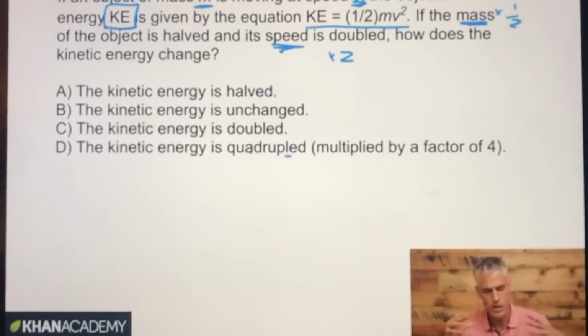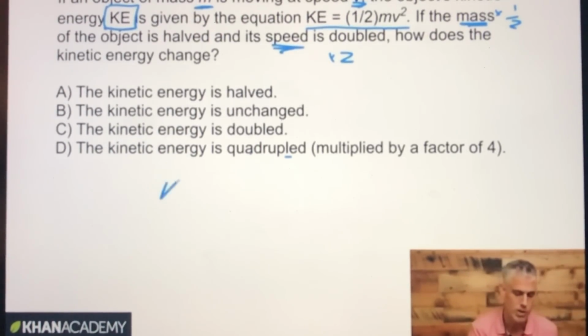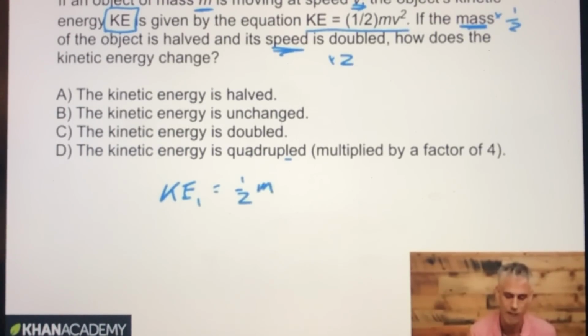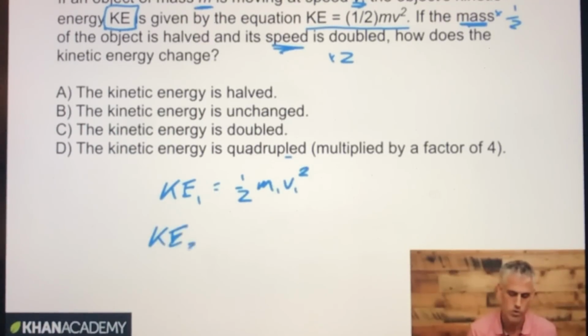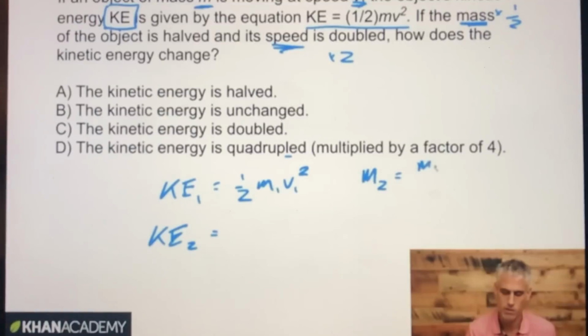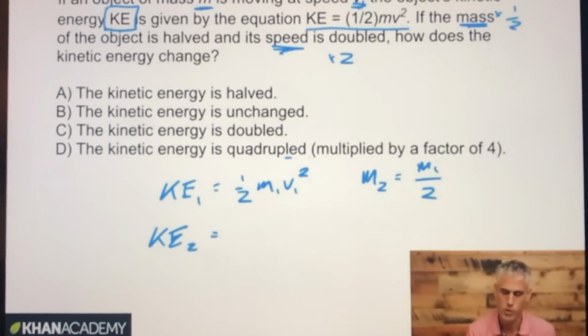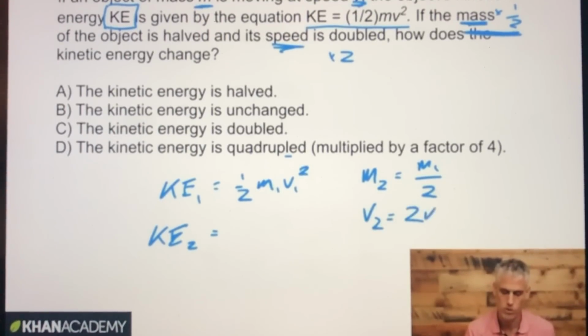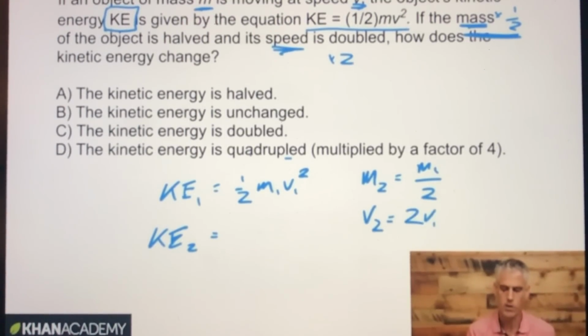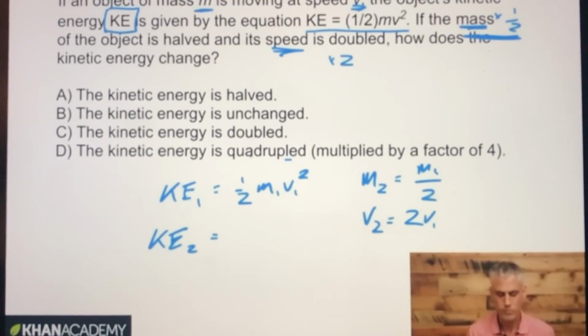In terms of conceiving of this, we have a kinetic energy, KE1. The first one, as it starts, is half times m1 v1 squared. Then we're going to have a new kinetic energy, and m2 is going to be m1 divided by 2. So m2 is half of the original mass, right? And the speed is doubled, so v2 is 2 times v1. And then you can plug that all in and figure it out. But my point is this.